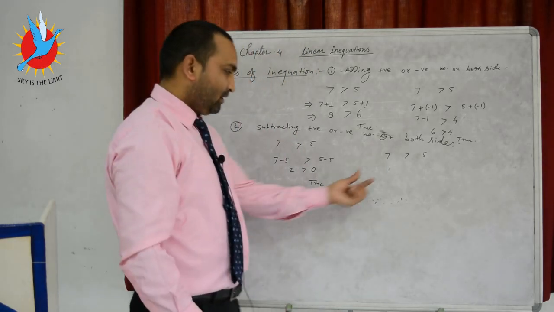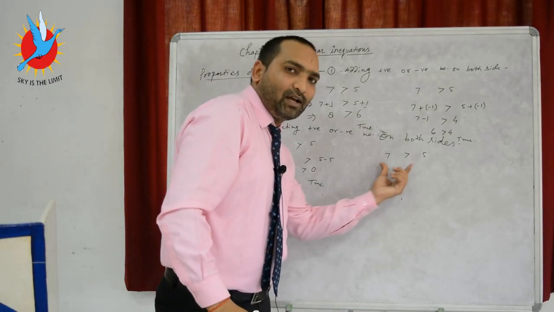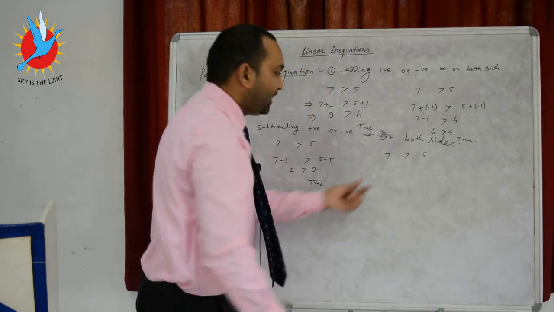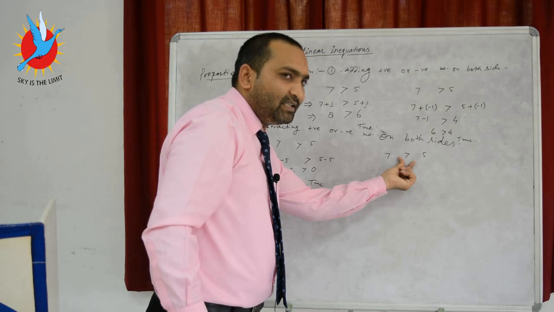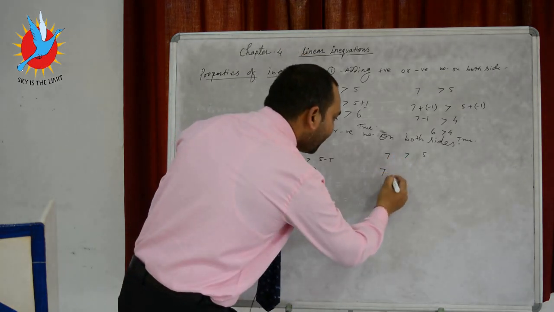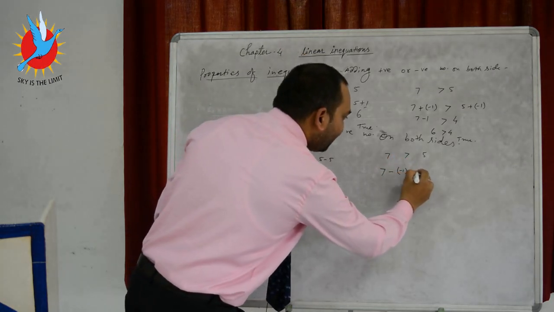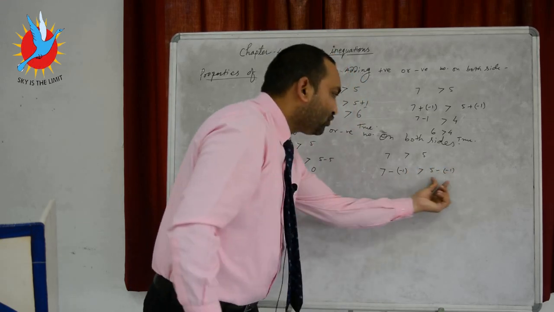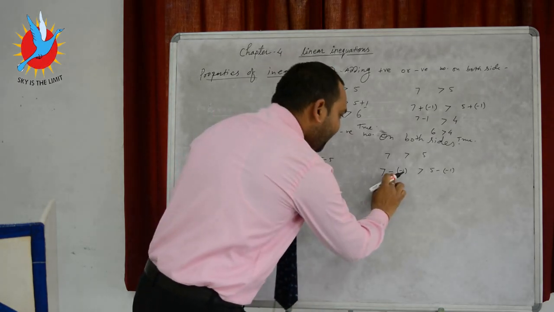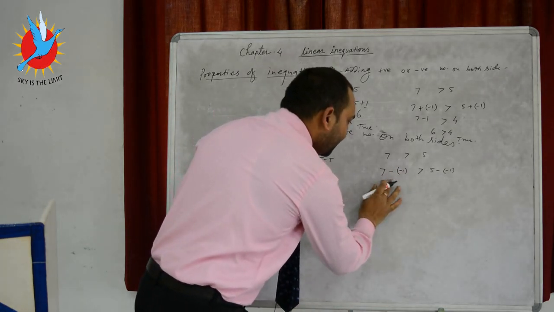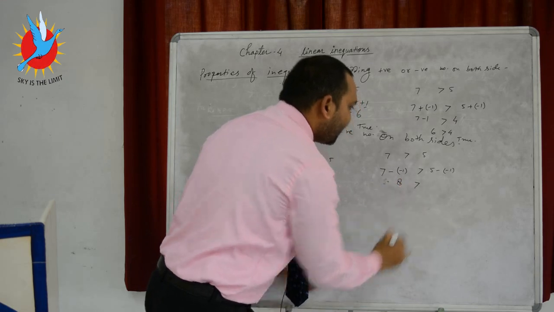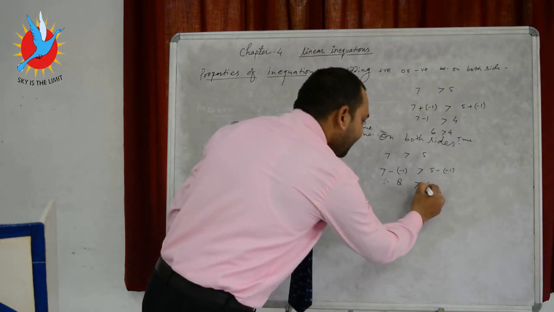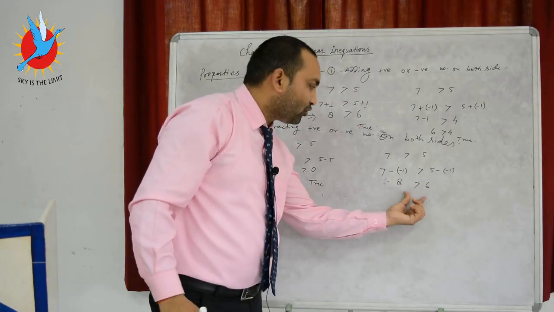7 and 5 are two real numbers, and we compare them with the greater than sign. Now check whether subtracting a negative number changes the inequality sign. When we subtract negative 1 on both sides, 7 minus (minus 1) is 7 plus 1, that is 8, which is greater than 5 minus (minus 1), that is 5 plus 1, that is 6. 8 is greater than 6. So this is also true.